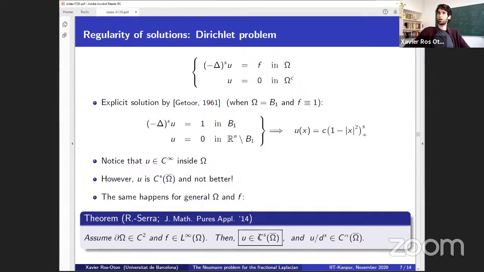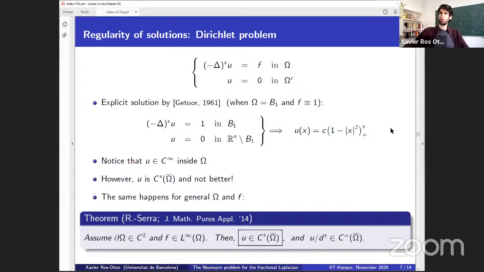Okay. So there are a couple of questions that let me reply to. The first one says, your non-local Neumann problem is interpreted in terms of a variational solution. Can we also make sense of the solution in the viscosity sense? This is a good question, and I think the answer should be yes, but we didn't really work on this. So that would be interesting.